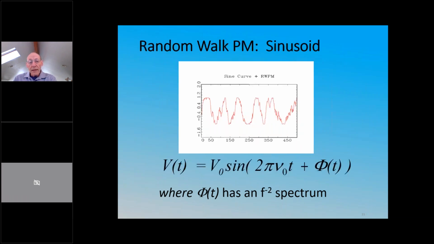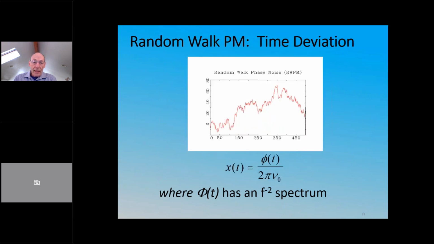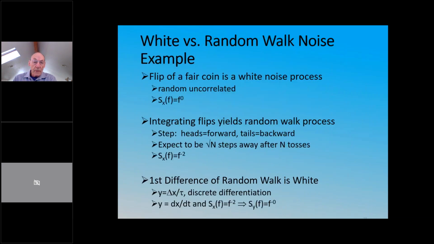A random walk in phase looks like that, and it walks away, which is why it's called a random walk. Ultimately what it is, there's an impulse, the same as a white noise impulse, but the impulse at each time starts from where the last impulse left off. So you're literally walking away with a randomness.